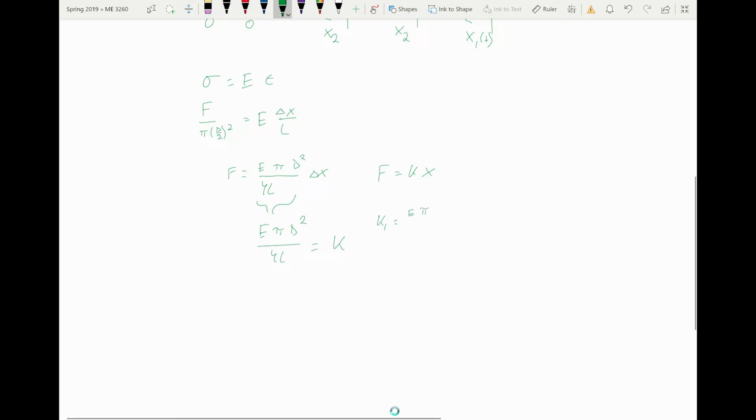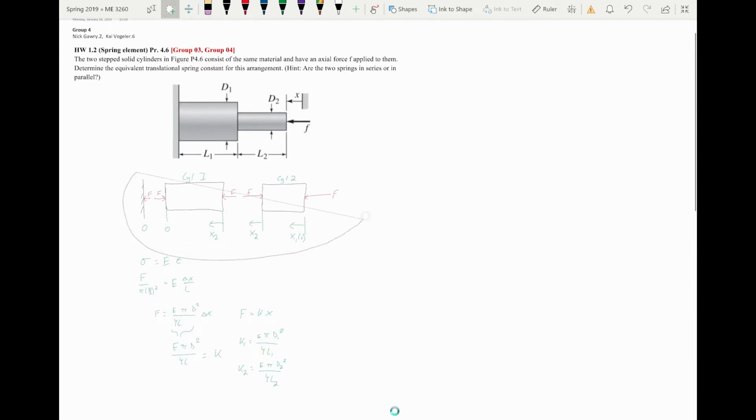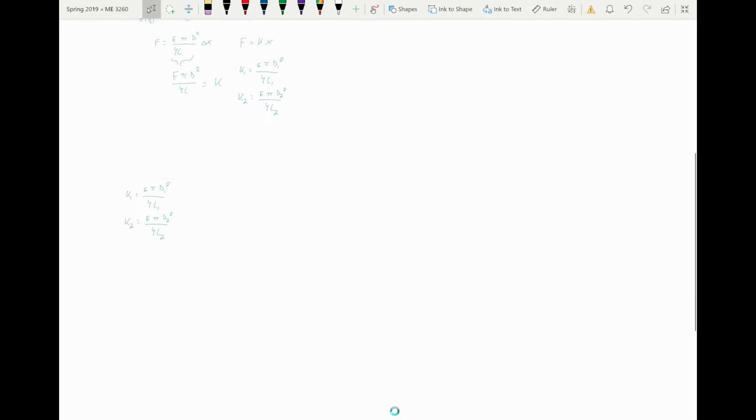So K1 is equal to, they're both the same material, so both have the same Young's modulus, which is undefined, so we're just going to leave that as E, times pi d1 squared over 4L1, and then K2 is equal to Young's modulus times pi d2 squared over 4L2.